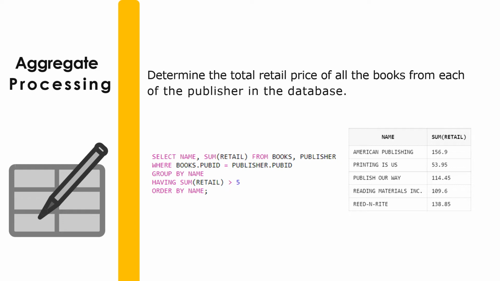Once we have grouped all the data by the publisher's name using the group by clause, we can now use the having clause to only include those aggregated data for which the sum of the retail price is greater than 5. And as we can see in the result, we now have the name of each of the publishers and the sum of the retail prices of the books published by each of the publishers.